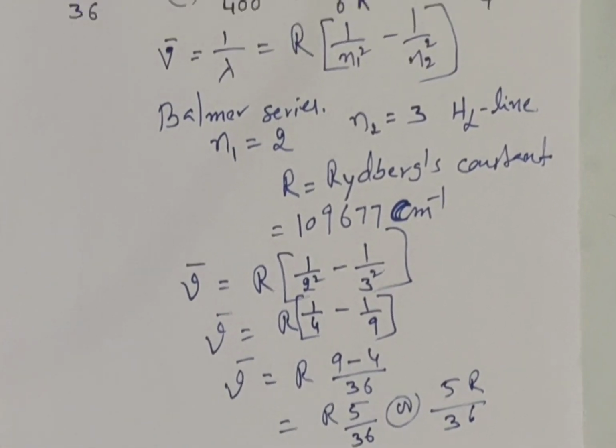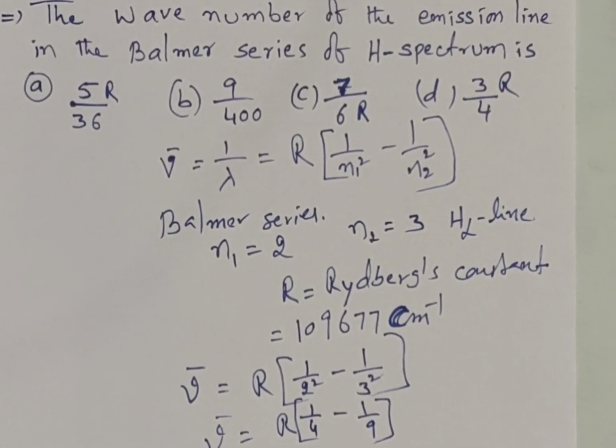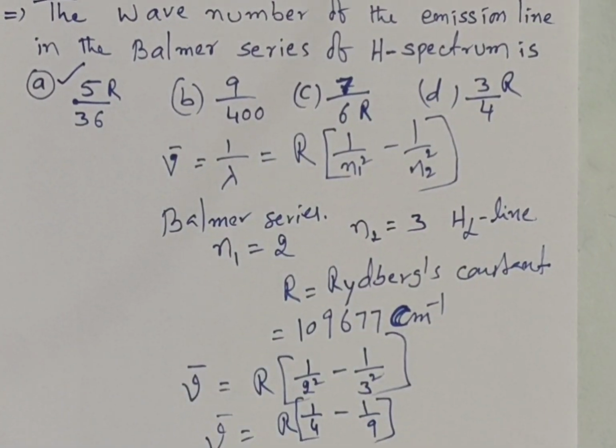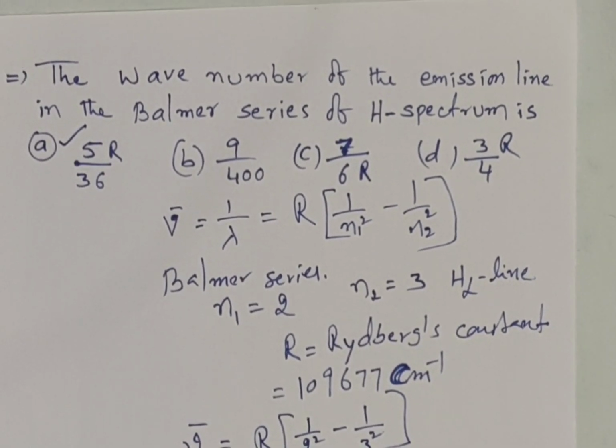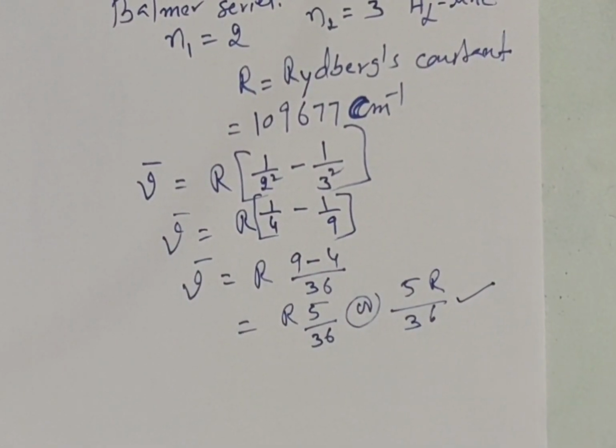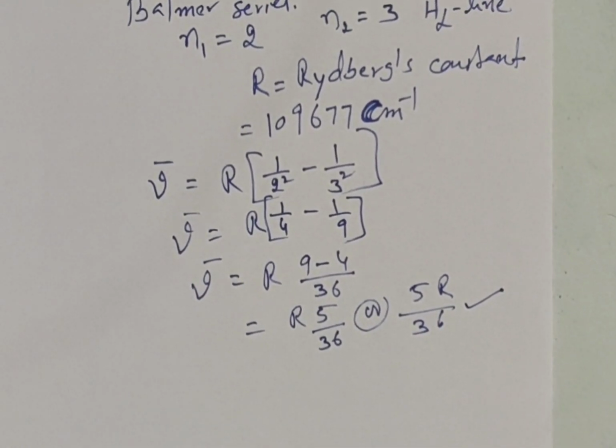Very simple mathematical expression. Right? In these options, the first option is correct. 5R by 36. So this is the correct answer. Very, very easy. Dear students, these problems are very, very easy. Right?